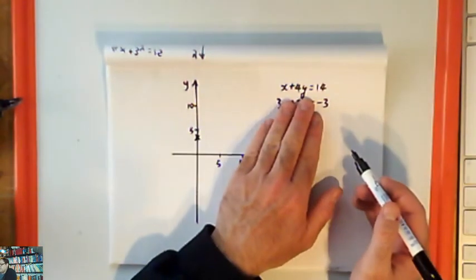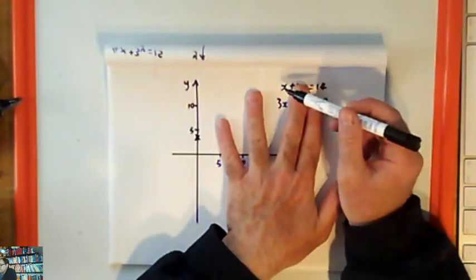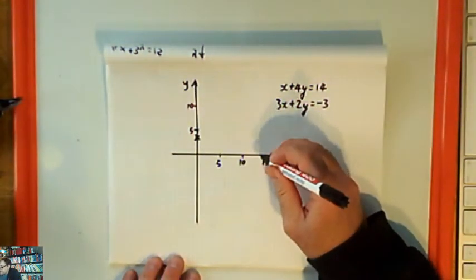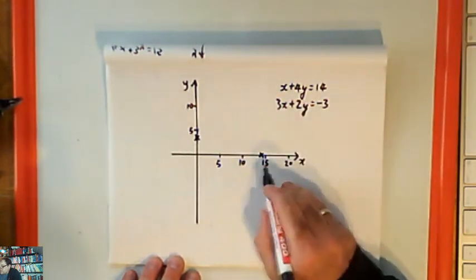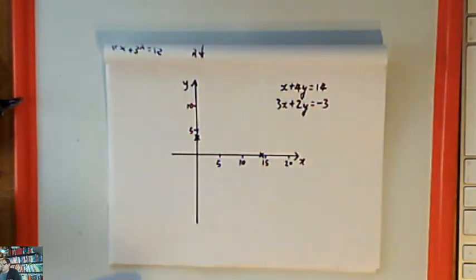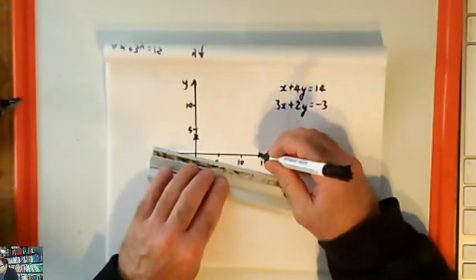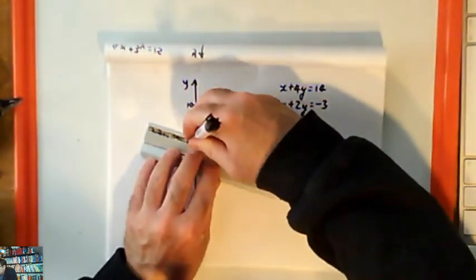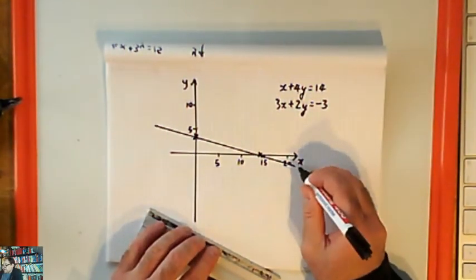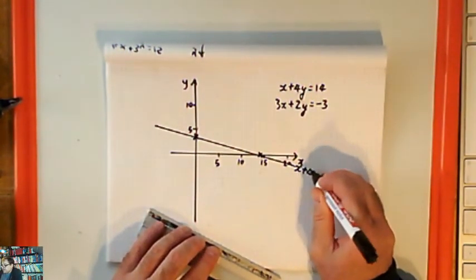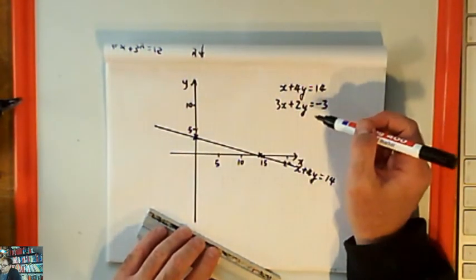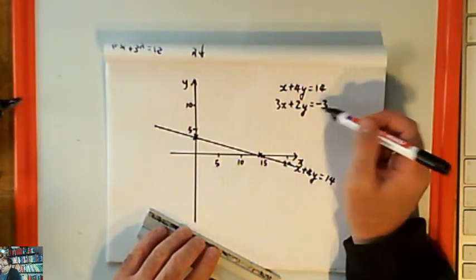Still in the first equation, if y was 0, then you just get x equals 14 and the y bit would disappear. So that gives us a point 14, 0. When x is 14, y equals 0 makes the first equation balance. So having got those 2 points, I can join them up, and that gives me a straight line that represents the equation x plus 4y equals 14. Now let's look at the other equation. 3x plus 2y equals minus 3.